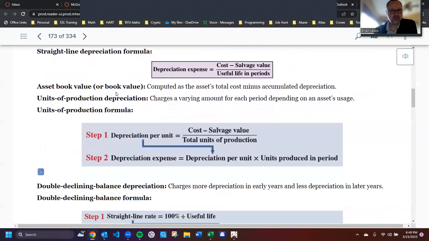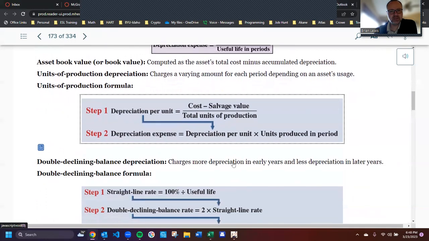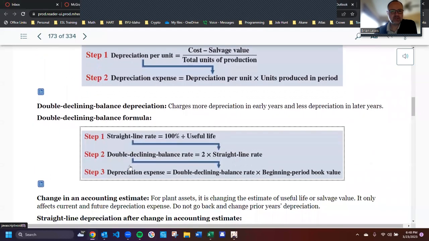Units of production depreciation. This one is basic, same formula, except instead of years, you're using units of production, and then you're just figuring out how many units were actually used for that period of time and times it by the depreciation per unit.